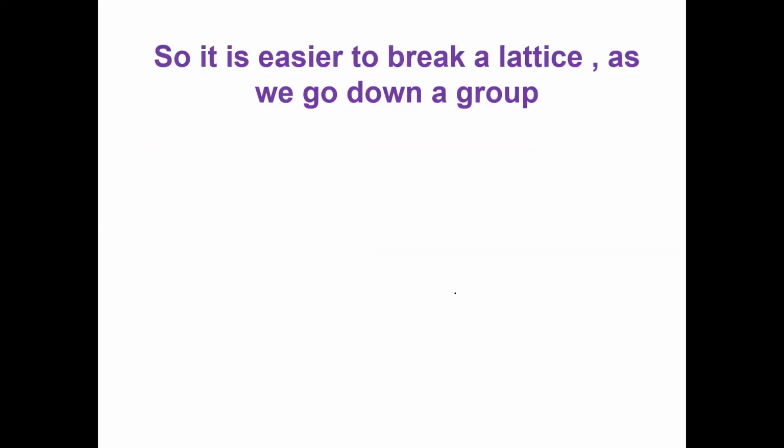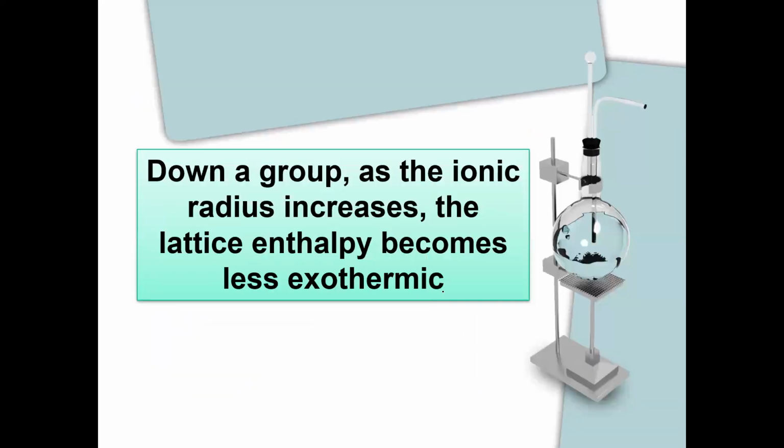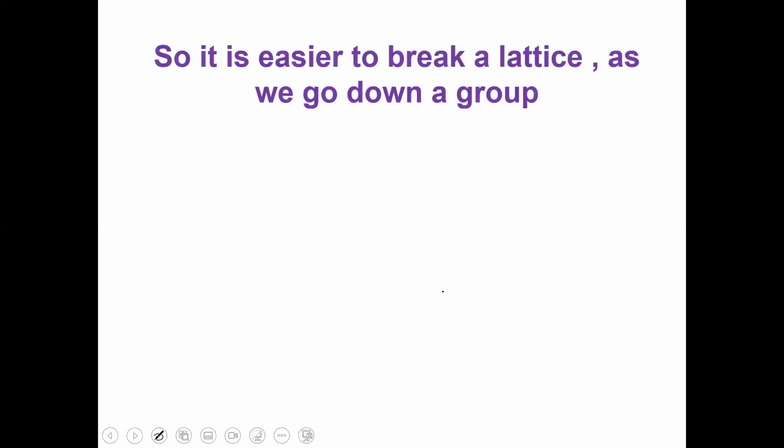If you go down a group, what is the concept? As the ionic radius increases, the lattice enthalpy becomes less exothermic. So it means the lattice enthalpy is getting less, so the lattice is getting weaker. It is easier to break a lattice as we go down a group. You have to copy this now. So it means if you go down a group, the lattice is less strong.